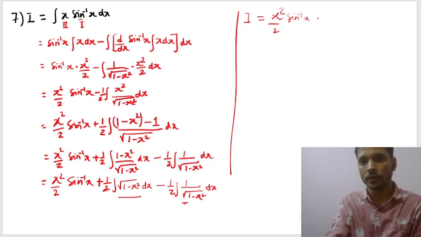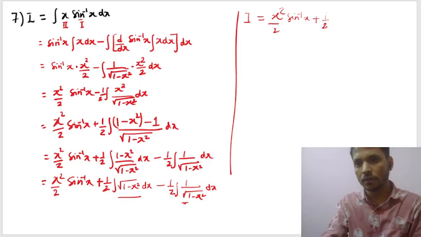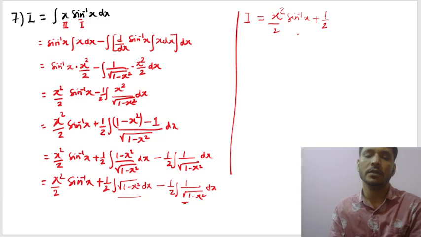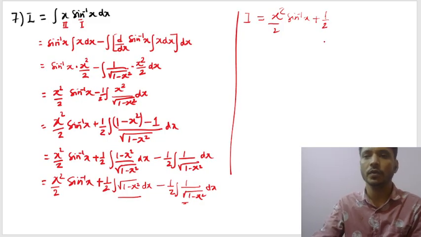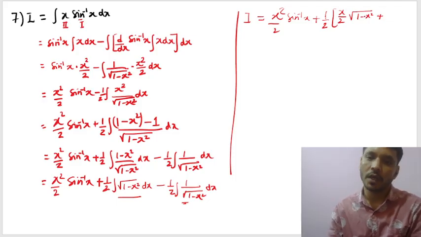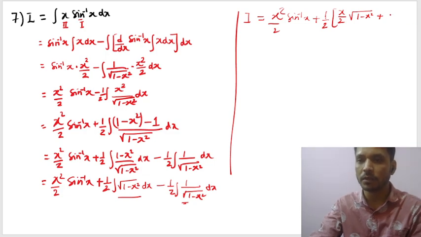Sine inverse x as it is. Now, what is the 1 by 2 here outside? And what is the answer for this under root of 1 minus x square? Under root of 1 minus x square, it is x by 2. Here inside the bracket, I will write x by 2 as it is, root of 1 minus x square, and then plus sine inverse x by a, a square by 2 sine inverse x by a. So a square is 1 only.